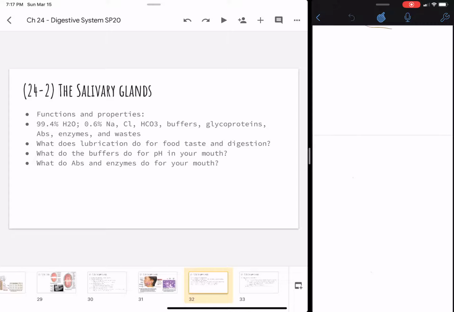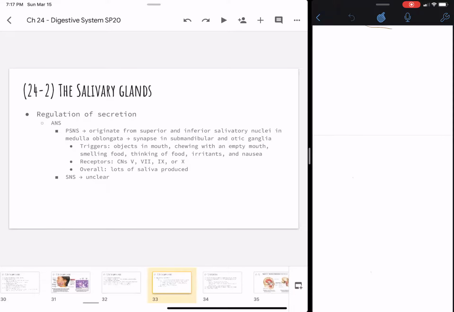Enzymes are going to help break down some of the materials. Maybe it'll help break down some of the bacteria. And then the antibodies are going to help attack any of those pathogens that we don't like.